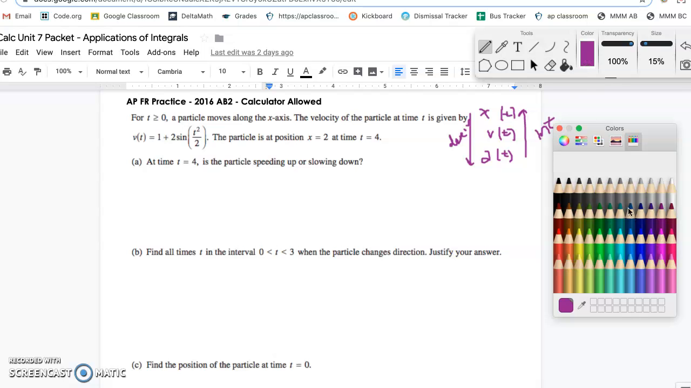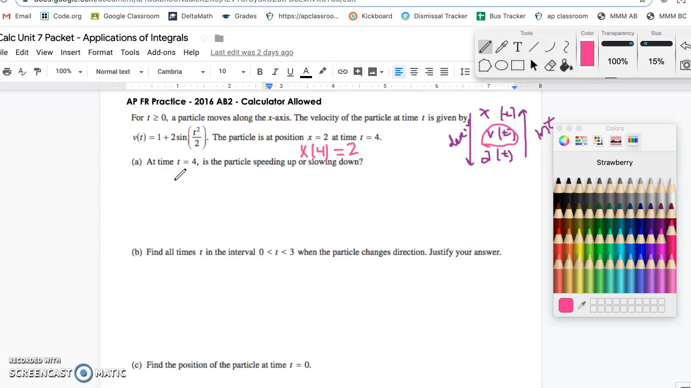And I'm going to circle where I'm starting, which for this one is the velocity. So I'm circling velocity because that's where I'm starting. It says the position is x equals 2 at time equals 4, so I'm going to write x of 4 equals 2. You don't have to write that if you don't want.